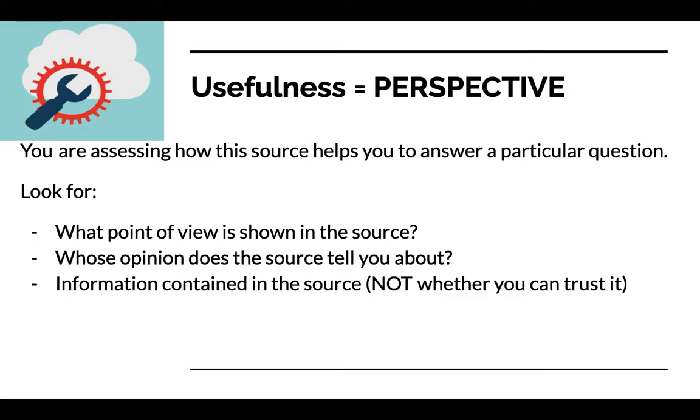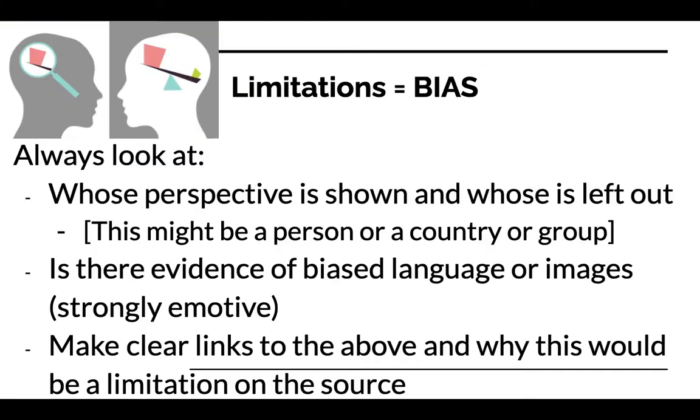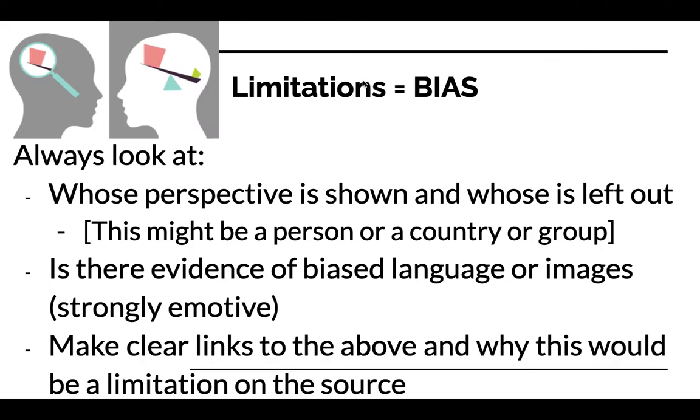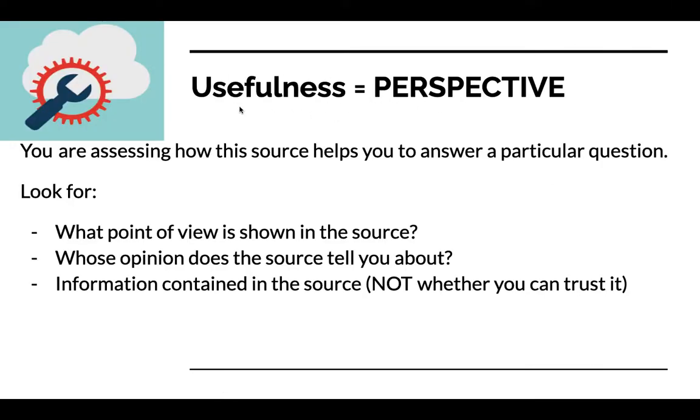The main thing to understand is that while there are overlaps between usefulness and issues of reliability, it's not the same question. So with usefulness, we are thinking about what perspective is shown. What am I learning from the source that I otherwise wouldn't have known, even if that source is somewhat untrustworthy? I may not actually trust all the information that's in that source because there are issues of bias, but despite that, it's still useful to me. I still need to actually use the source to understand certain perspectives. So you're thinking about how the source helps you to answer a particular question.